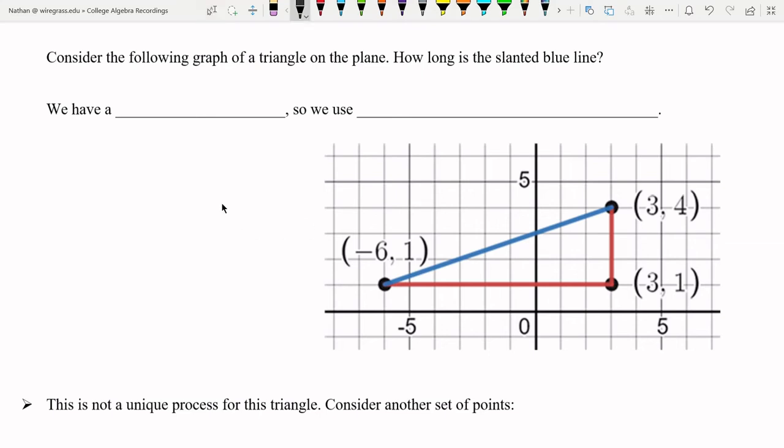Consider the following graph of a triangle on the plane. How long is this slanted blue line? Well, if you look at this shape here, we have a right triangle. So we're going to use the Pythagorean theorem.